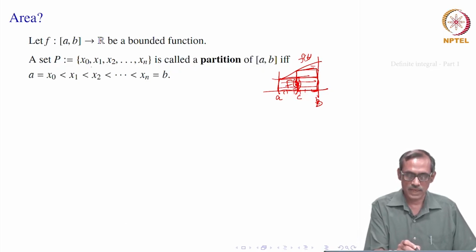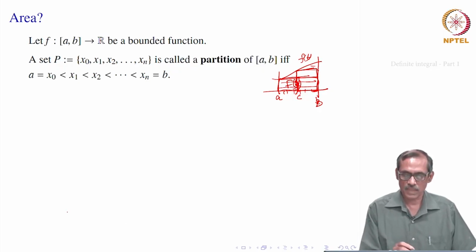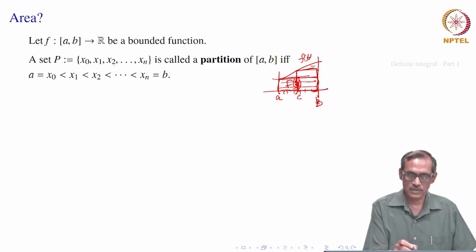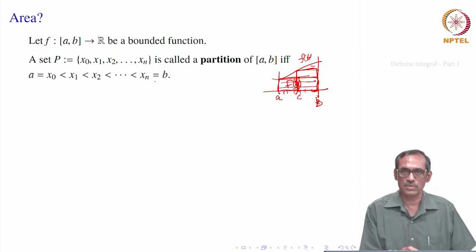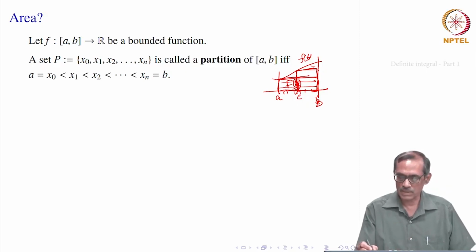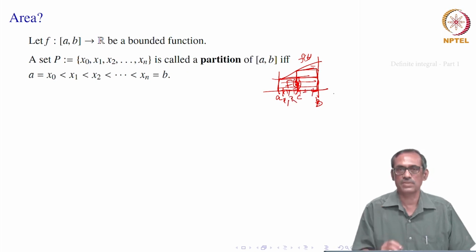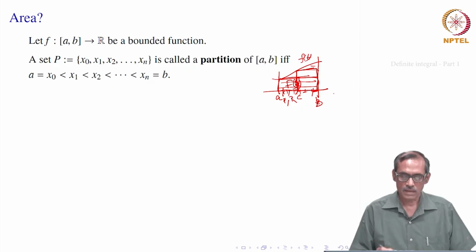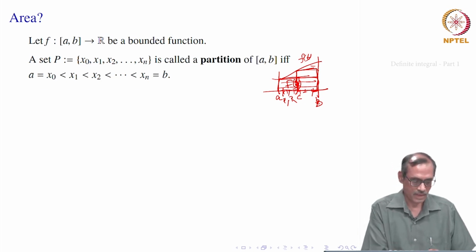So, a set P which is x0, x1, x2 up to xn is called a partition of the closed interval [a, b] if and only if a equals x0, b equals xn, and x1 to x(n-1) are chosen in between, with this ordering. So, that means you have a which is x0, then x1, then x2 and so on, xn is b. After this partition we want them to be smaller and smaller, and then take a limiting process to get this area. That is our idea.